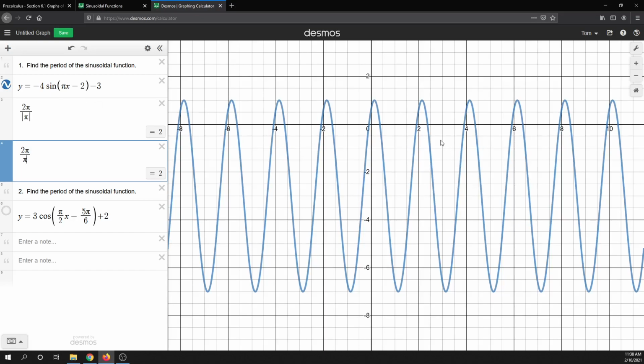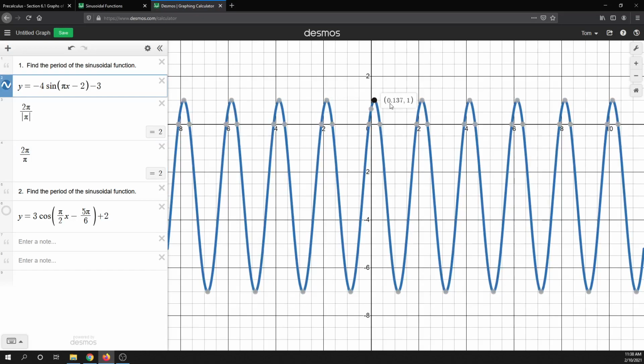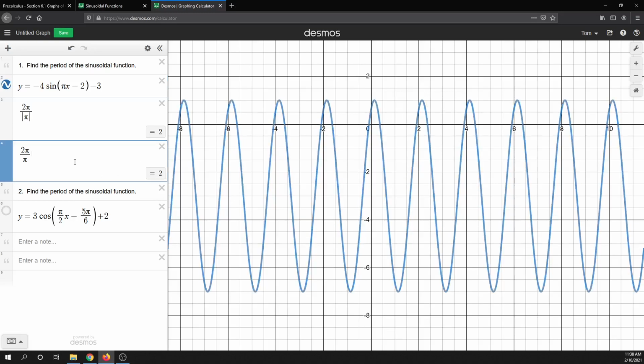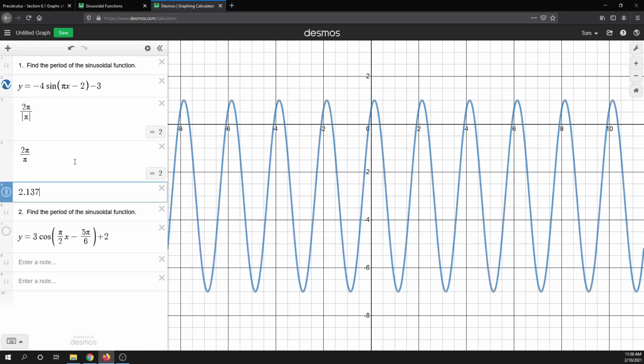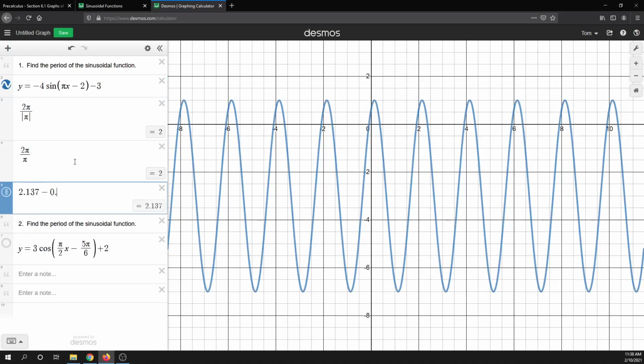What if we had to do it by looking at the graph? Well, it's a little bit more difficult because this value in here, this c that we haven't talked about yet, is not 0, so that's going to make things slightly more complicated. But if I looked at this peak right here, you can see that's at 0.137, and this next peak over is at 2.137. So if you did that and subtract, you would get 2, just by looking at the graph this way.